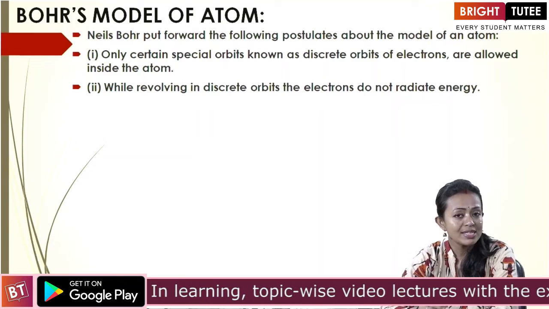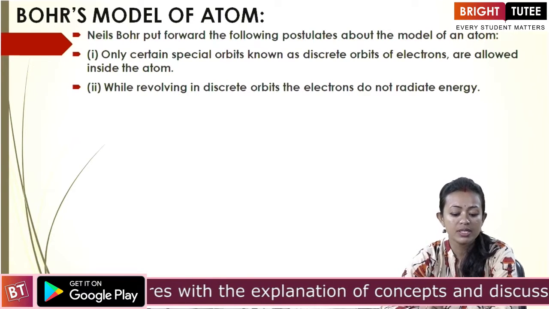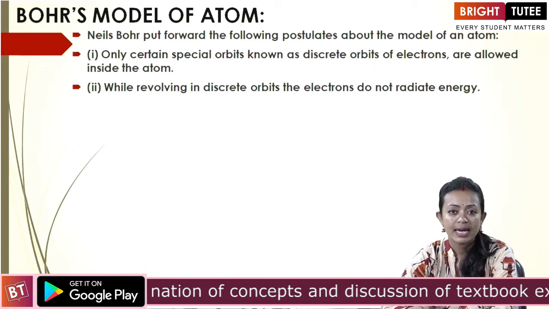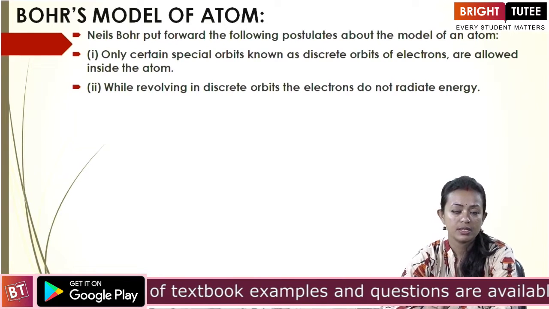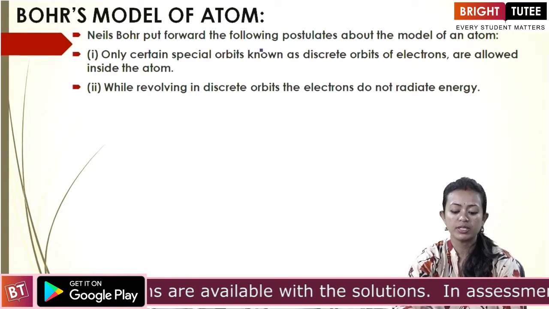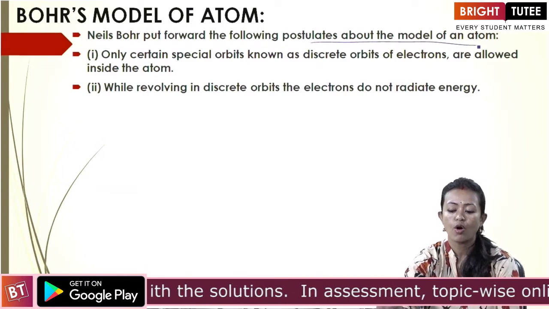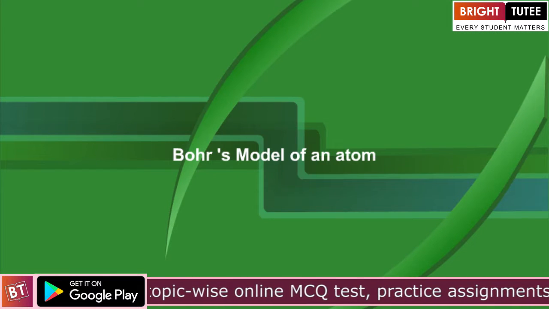So taking all these things into consideration, Niels Bohr came out with a discrete postulate, and it corrected the defect in Rutherford's nuclear model of the atom. So Niels Bohr put forward the following postulates about the model of an atom. According to Niels Bohr's model of an atom.